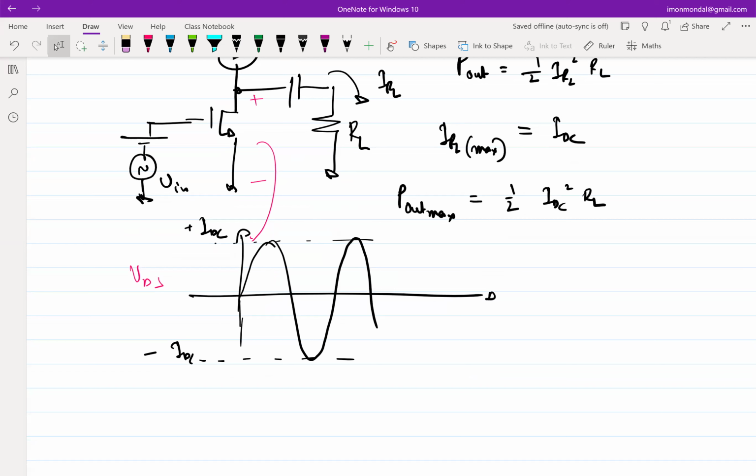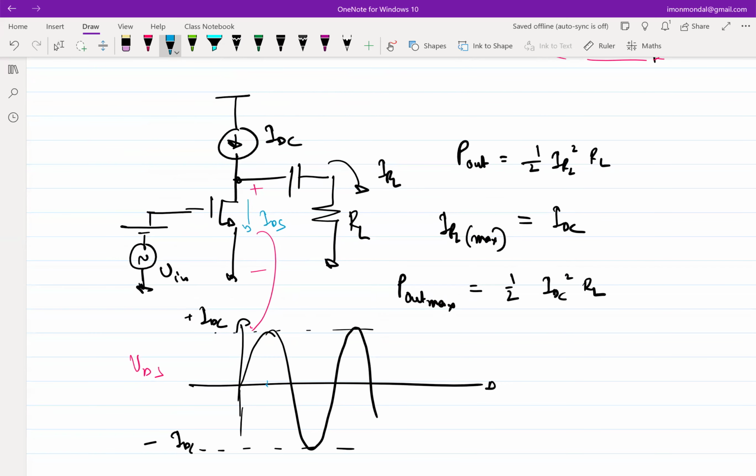In order to find out what VDS looks like, you need to tell me what IDS looks like, right? Basically IDS plus IRL should be equal to IDC. When one is maximum, the other is minimum, so it should be something like this. IDS cannot go negative, by the way, so that the sum always remains IDC.